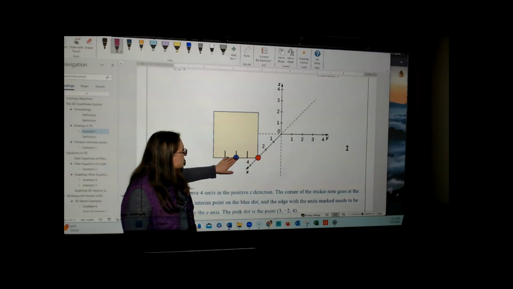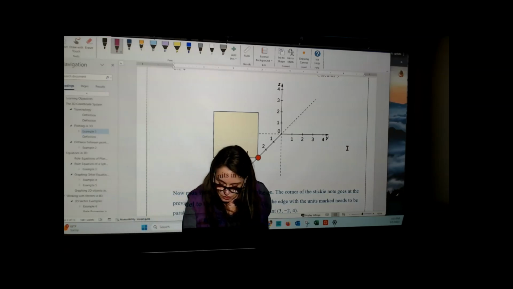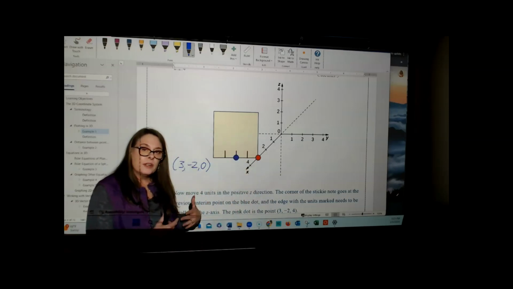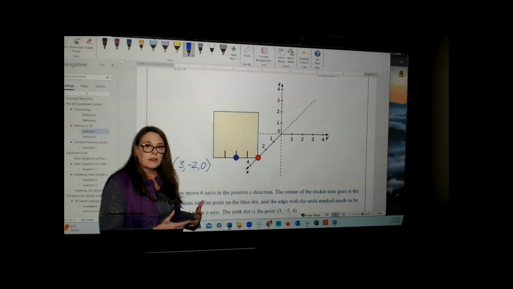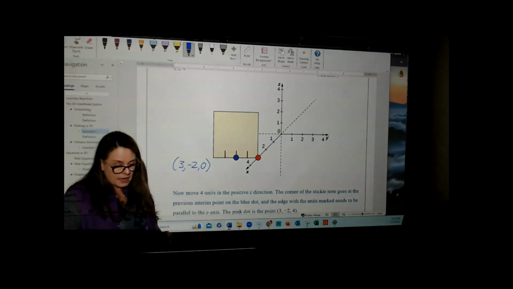So when we're looking at this, we're going to go ahead and draw this over. And so we move over 2 spots, and we have another interim point. So this interim point right here in blue is going to be 3, -2, 0, because I've moved 3 in the positive x, -2 in the negative y direction, but I haven't moved in the z direction.